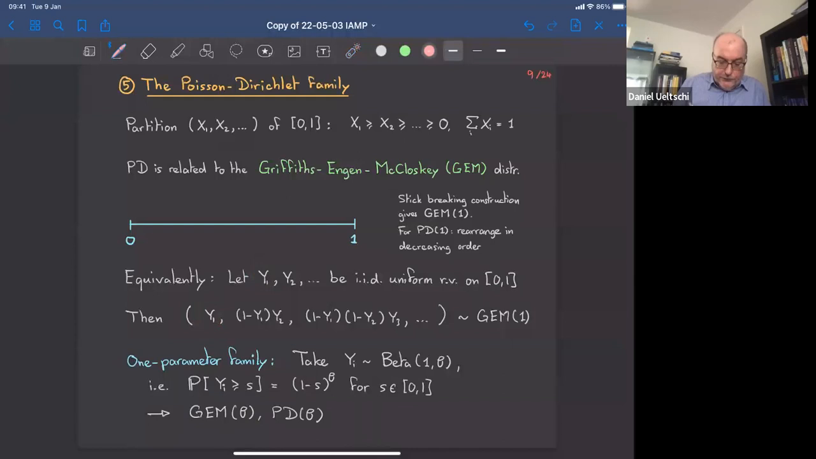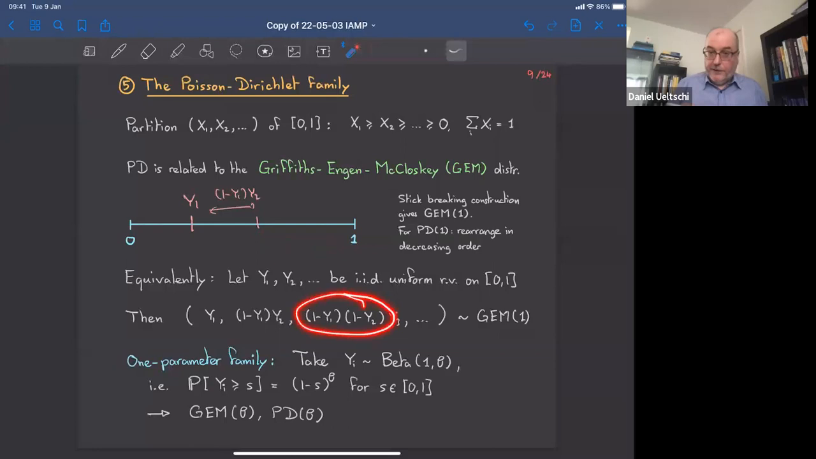If y1 is over here, say, then y2 is something between 0 and 1, but now we multiply by 1 minus y1, which is this space over here. So we reduce it a little bit. And so indeed, one can check that this distance over here is going to be 1 minus y1 times y2. Then if you continue, this uniform random variable in this interval over here, you can also understand as a uniform random variable between 0 and 1, which has to be multiplied by this distance over here. And this distance is 1 minus y1 times 1 minus y2.